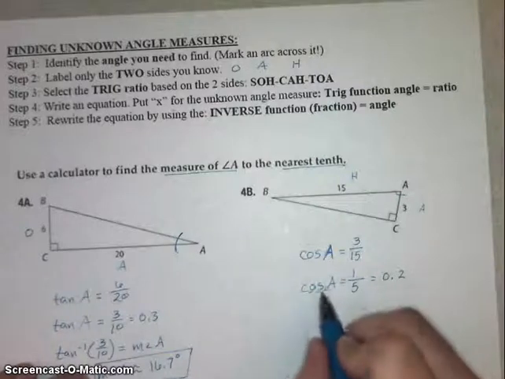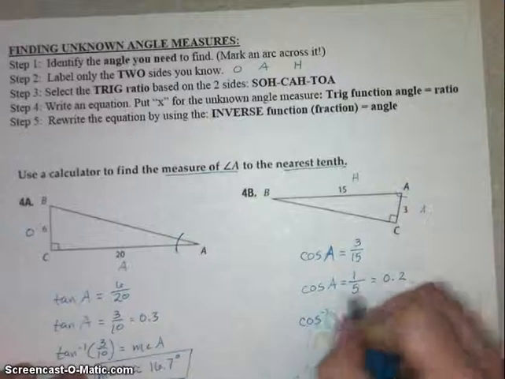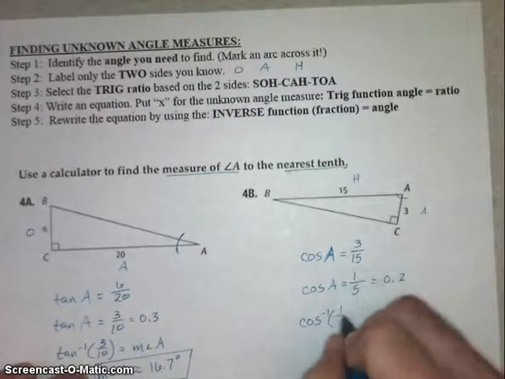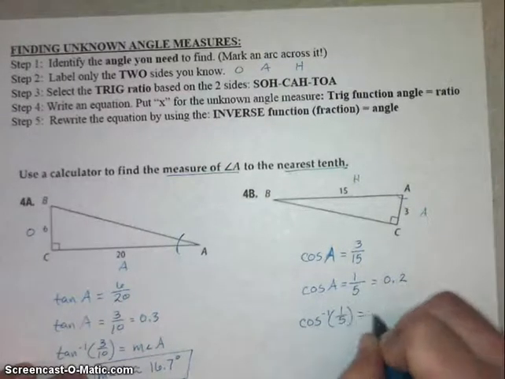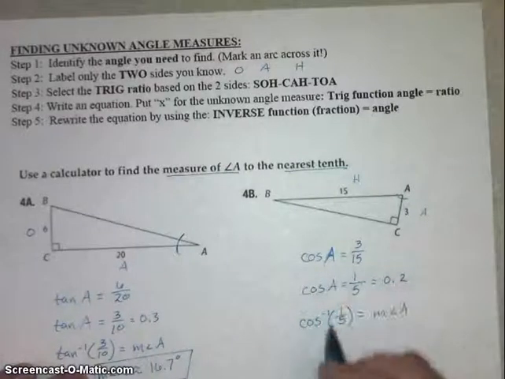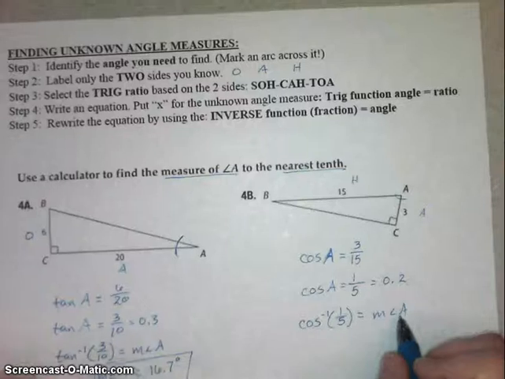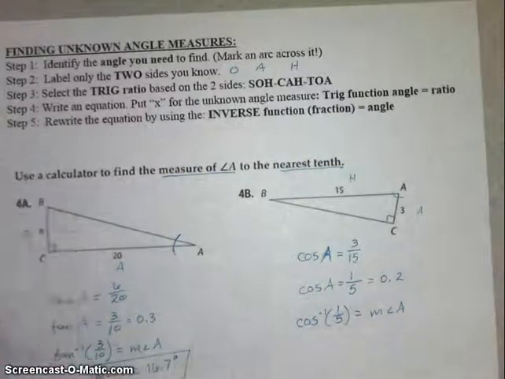And then we want to undo cosine by taking the inverse cosine of this ratio equals the measure of angle A. So we're kind of switching spots with the A and the 1/5 when we do inverse cosine. And so the measure of angle A is just the inverse cosine, excuse me, of 1/5.